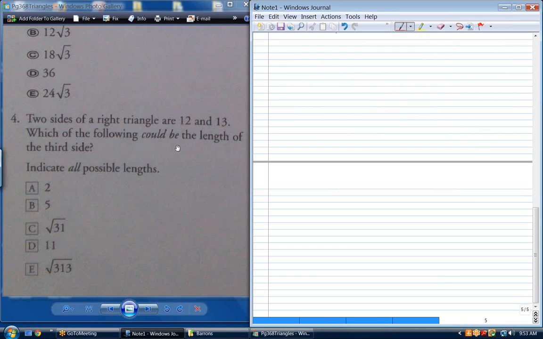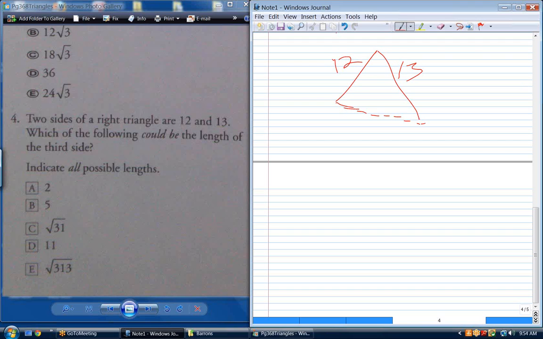Two sides of a right triangle are 12 and 13. Which of the following could be the length of the third side? Indicate all possible lengths. And we could draw a picture of this, but it's almost more confusing if you do. Let's try it anyway. There's 12, there's 13. So what could this be?